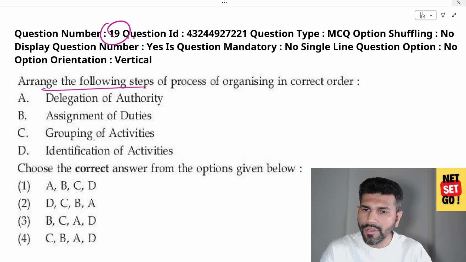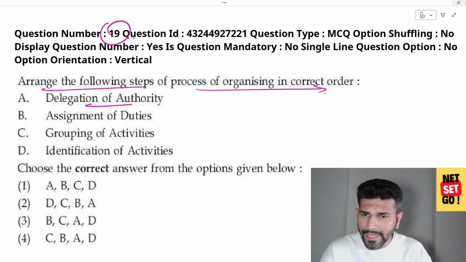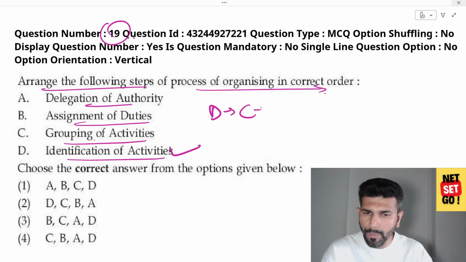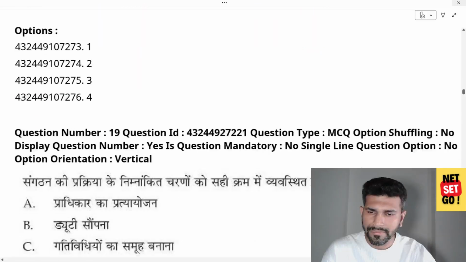Next, arrange the following steps of the process of organizing in correct order: delegation of authority, assigning the duties, grouping of activities, or identification of activities. So the correct sequence is identification of activities, grouping of activities, then assigning the duties and delegation of authority. So DCBA is the correct sequence. Option 2 is the correct answer.